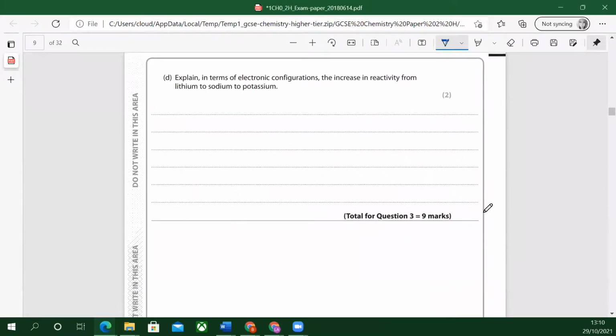Explain in terms of electronic configuration, so how the electrons are arranged, the increase in reactivity from lithium to sodium to potassium. Okay, so from lithium, sodium to potassium, the atoms become bigger, so the whole atom becomes larger. Remember these are group 1 and they lose their outer electrons when they react. So atoms become larger.